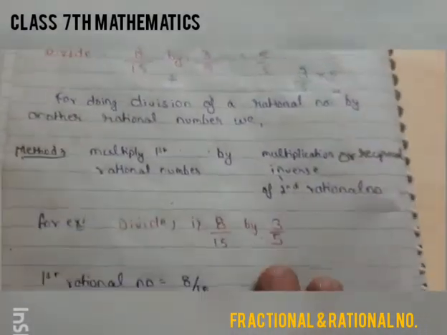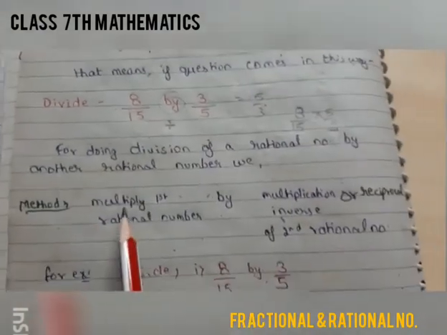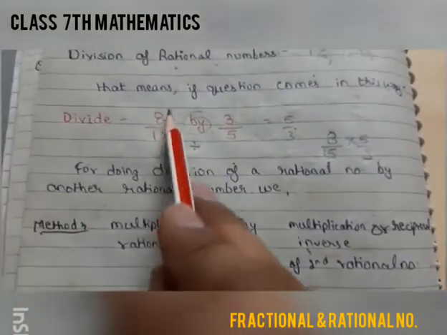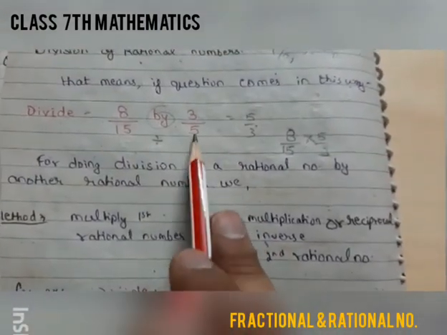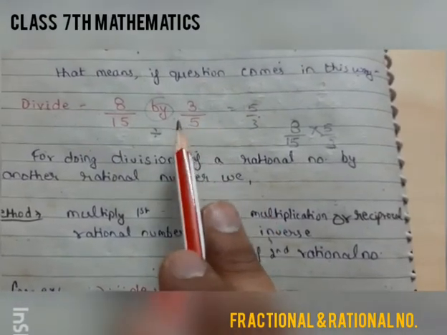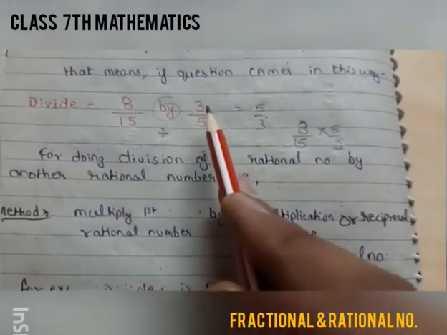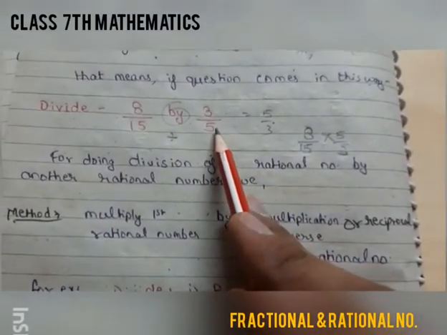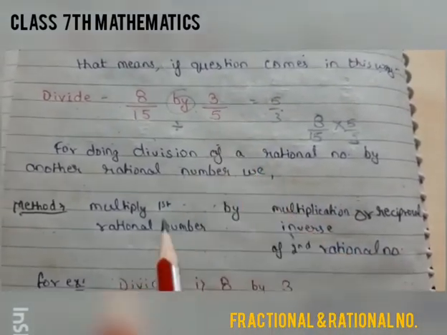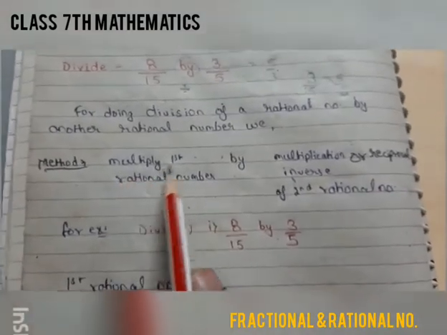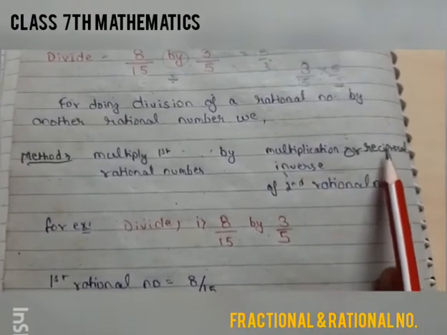Now, once again I am explaining theoretically: for dividing two rational numbers, the method says multiply the first rational number by the multiplication inverse, or reciprocal, of the second rational number. Reciprocal and multiplication inverse both mean the same. Why is it called inverse? Because reciprocal means just inverse. When the numerator goes to the denominator and the denominator goes to the numerator, that is the reciprocal. That is why reciprocal is also known as multiplication inverse.